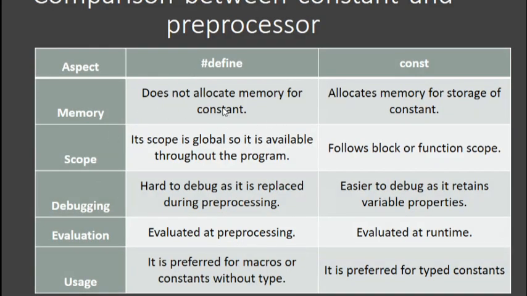Now the comparison. A preprocessor does not allocate memory for the constant. A constant acts as a normal variable, but because we mention the variable with const, the value of the variable does not change. The preprocessor's scope is global, whereas a constant's scope is only within the block or function. The preprocessor is hard to debug as it is replaced during the pre-processing stage, while a constant has the same properties as a variable. The preprocessor is evaluated at pre-processing stage, while a constant is evaluated at runtime. The preprocessor is preferred for macros and constants without type, and a constant is preferred for typed constants.